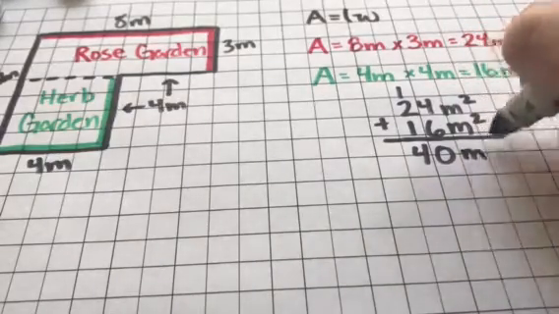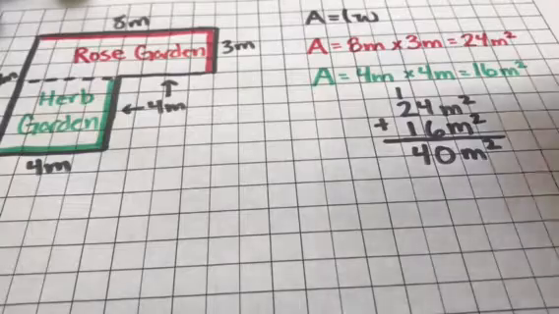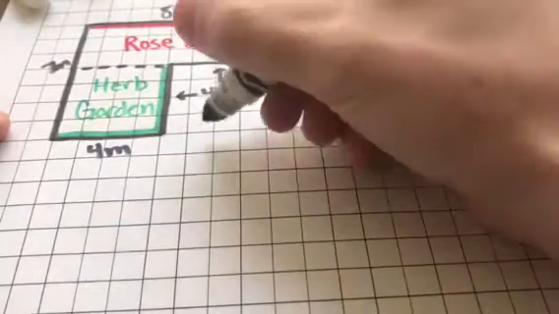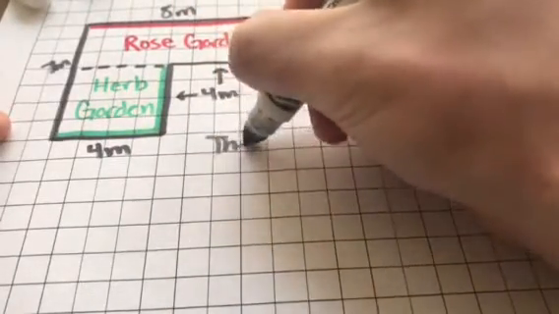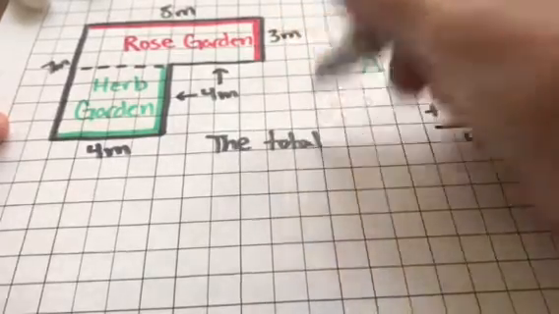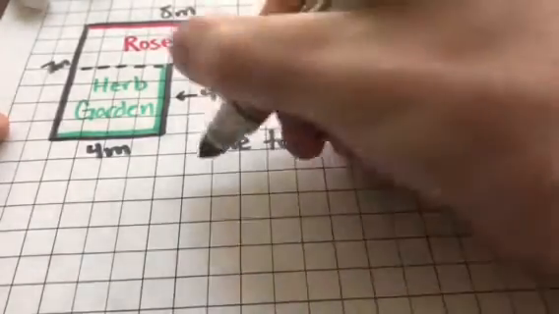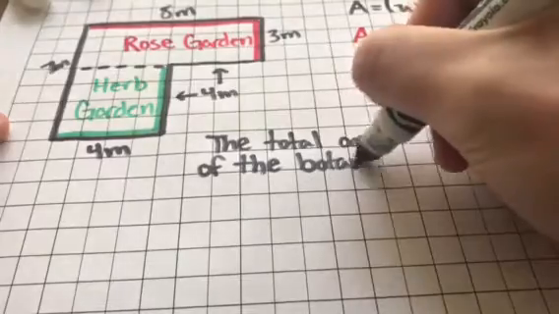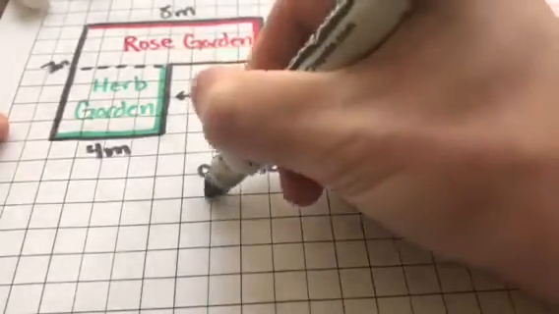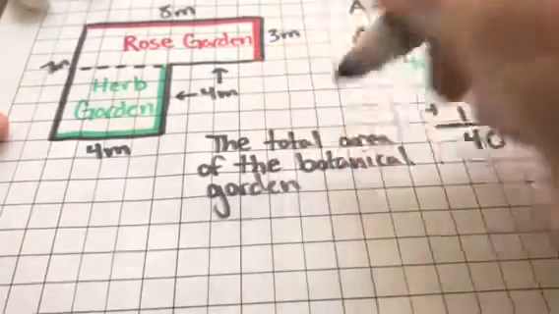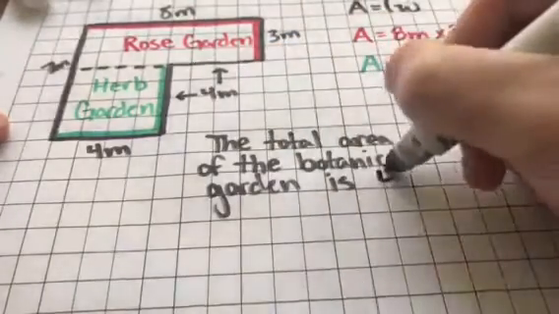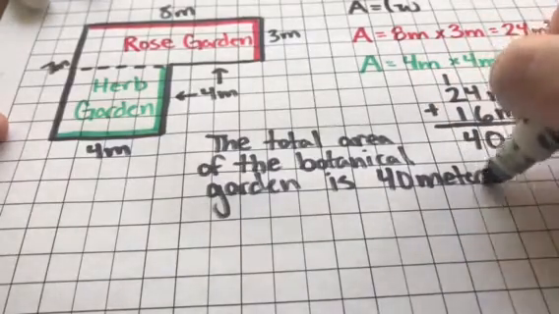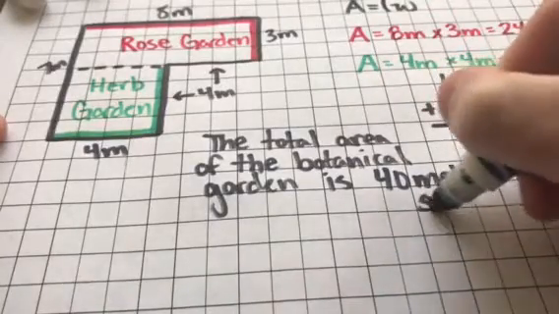So our combined area of the two sections, or our total area, is 40 meters squared. So making that a level 3 answer, I would write the total area of the botanical garden is 40 meters squared.